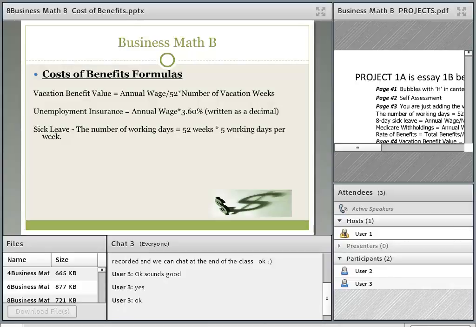Sick leave. Always thankful when an employer offers that benefit of having sick leave. The number of working days is 52 weeks times 5 working days per week. Then if you have 8-day sick leave, you'll take your annual wage, divide it by the number of working days that you have, and multiply it by 8. In this one, you're calculating the number of days that you work as opposed to the whole week like we did in the vacation.